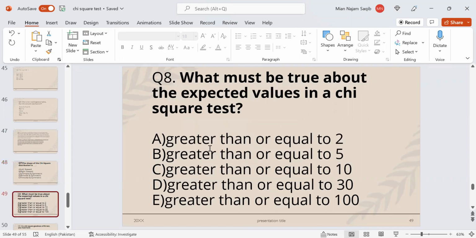8. What must be true about the expected values in a chi-square test? A, greater than or equal to 2, B, greater than or equal to 5, C, greater than or equal to 10, D, greater than or equal to 30, or E, greater than or equal to 100. B. Yes, B is the right answer.